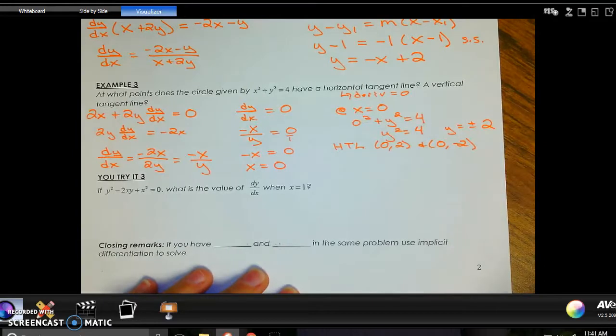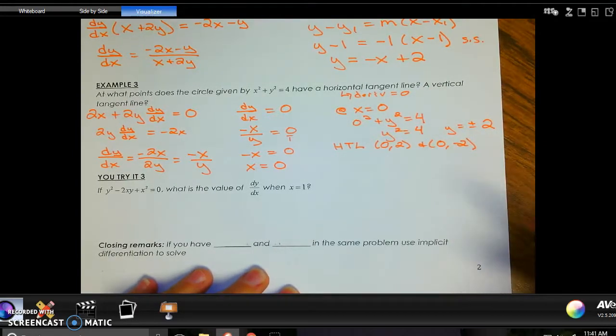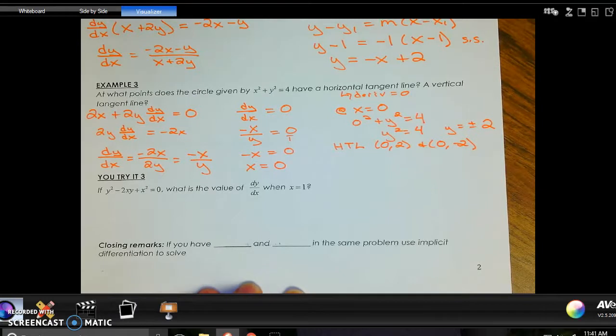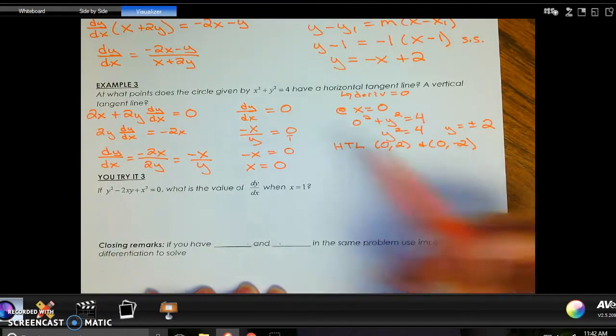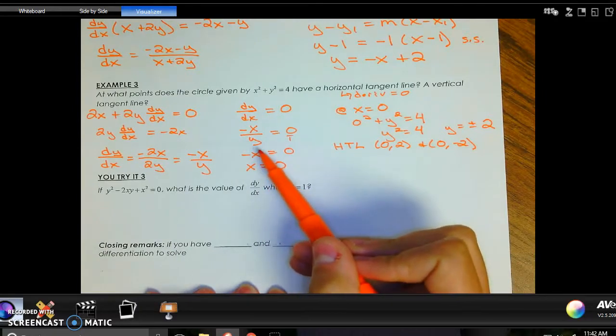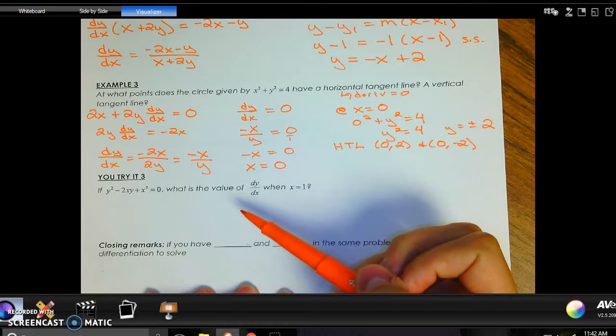So we have that. And then down here it says a vertical tangent line. Well, when does a vertical tangent line occur? A vertical tangent line occurs when the derivative equals 0. Or I'm sorry, I misspoke. A vertical tangent line occurs when the derivative is undefined. Guys, I misspoke there. The vertical tangent line occurs when the derivative is undefined.